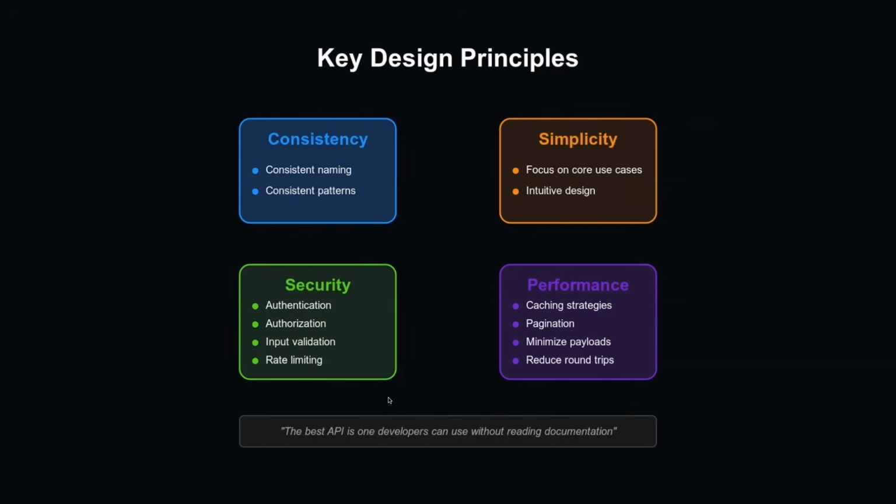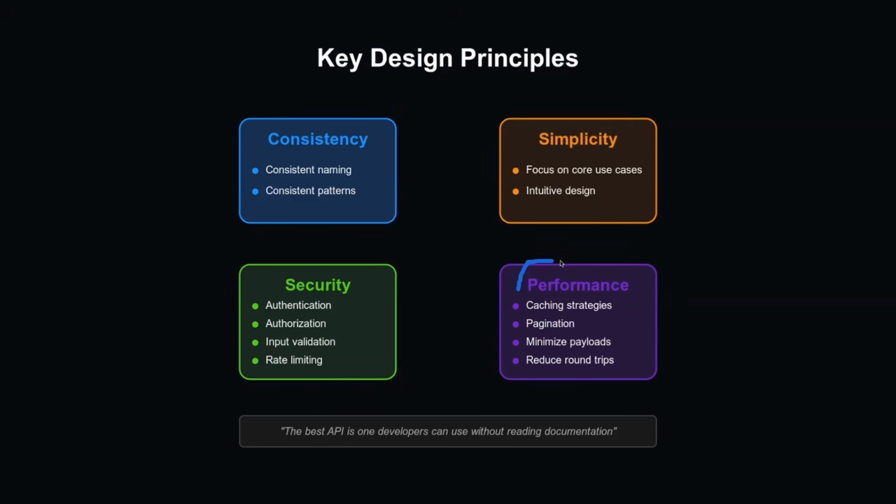Next, obviously, it has to be secure, so you have to have some sort of authentication and authorization between users. Also, if you have inputs, then you need to make sure that these are validated, and you should also apply rate limiting. So these are the most basic things that you have to do to keep your APIs secure.